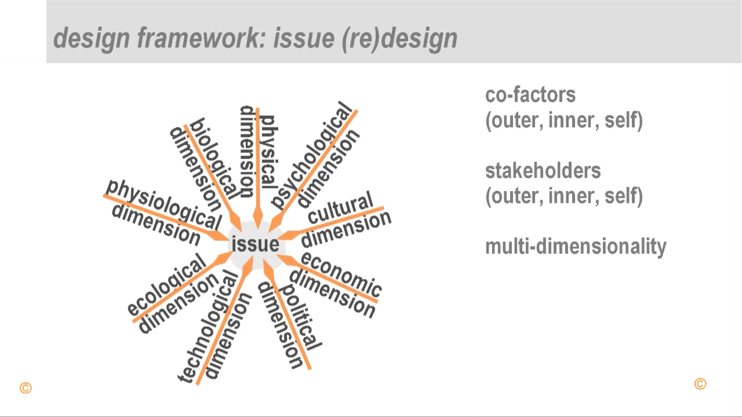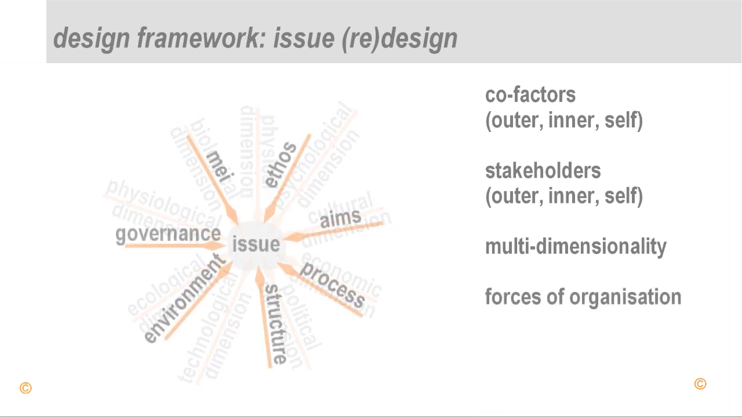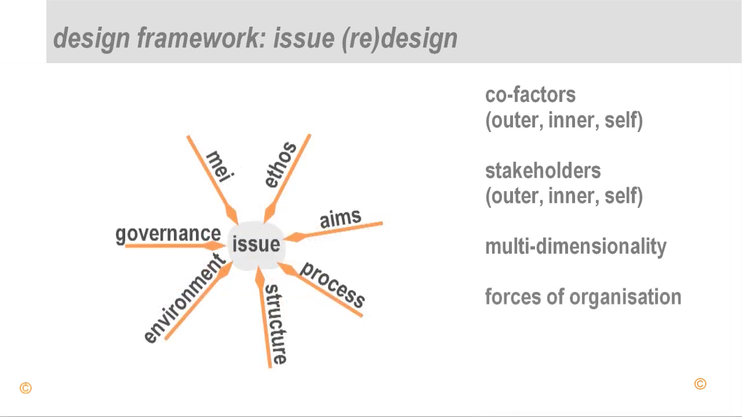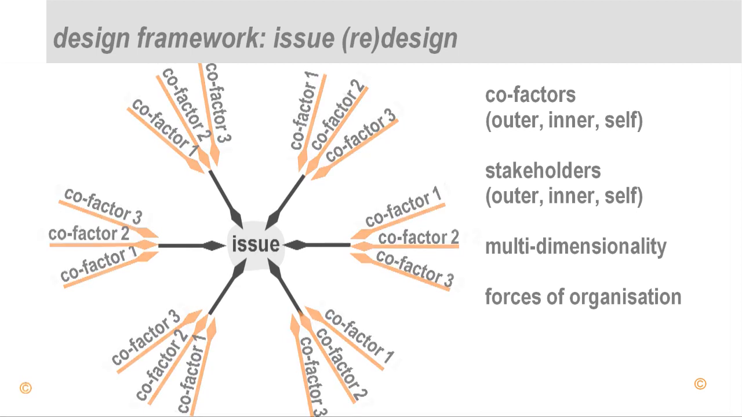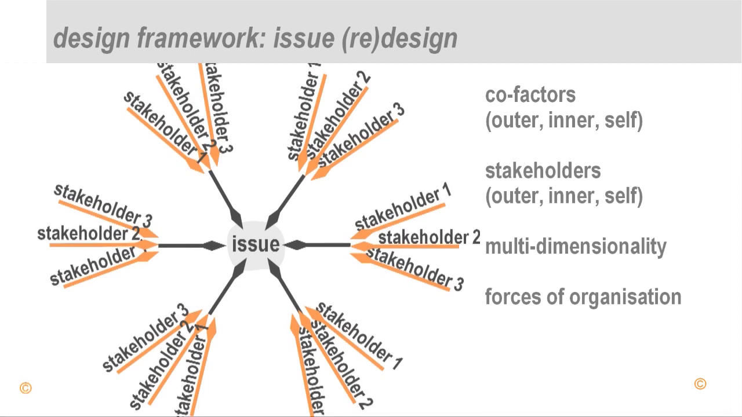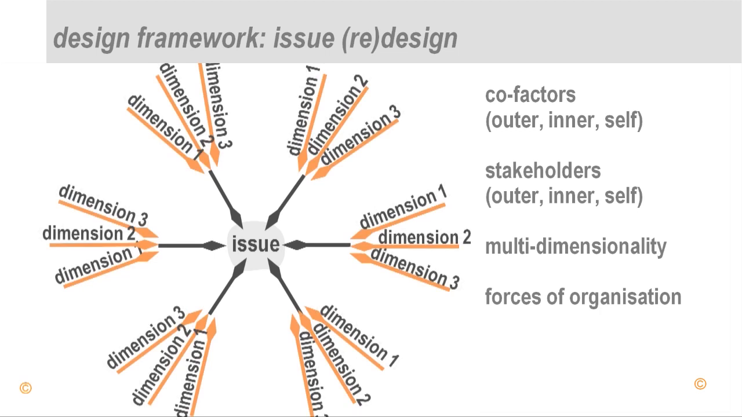And in Module 3, we have learned that every system is co-produced by 7 forces of organization, the ethos, aims, process, structure, and so on. So we can apply these different forces, perspectives, cofactors to identify the specifics of an issue or a system. And we can even go into a second round where we are looking in more detail at each of the cofactors in the first round.